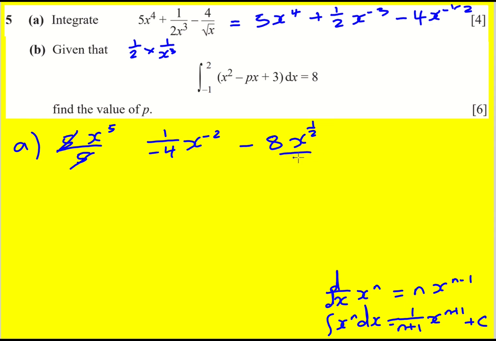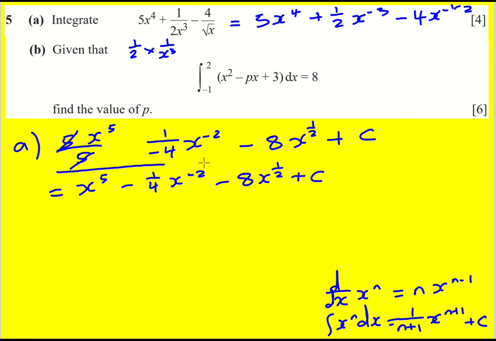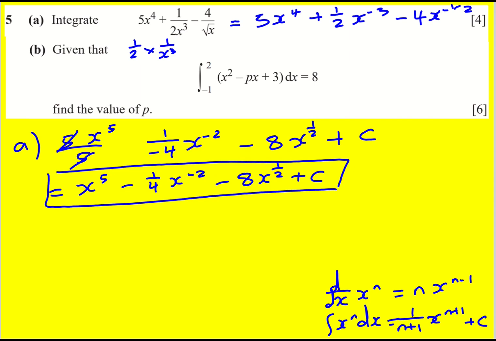If you prefer to do things step by step and say I'm dividing by a half, that's fine, but I'm just doing it a little bit quicker. So the final answer is x to the 5 minus a quarter. I'll leave it as x to the minus 2. You could write it as 1 over 4x squared if you wanted, and I'll leave it as x to the half. Again, you could write it as root x. Just tidied up a little bit. That is our answer. Remember your plus c, because if you differentiate it back, this is an arbitrary constant. It will disappear, but we need to have that there.